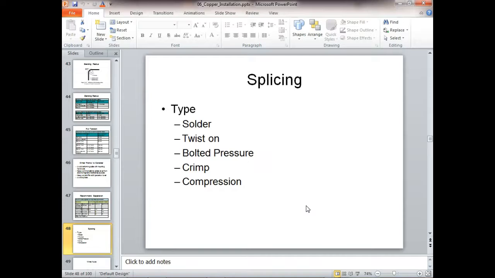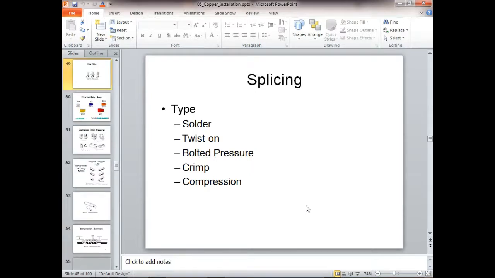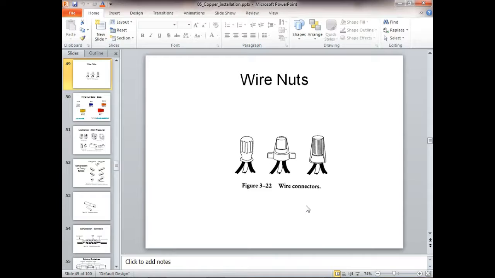Okay, so this is where we want to get to because these are our next labs. This is where we start splicing. Right now we're doing splicing and termination with solder, right? What we're going to do here is splicing and termination with crimp connectors, and we've got tons of them. I think this is where we left off, wire nuts, right? Everybody okay on wire nuts?